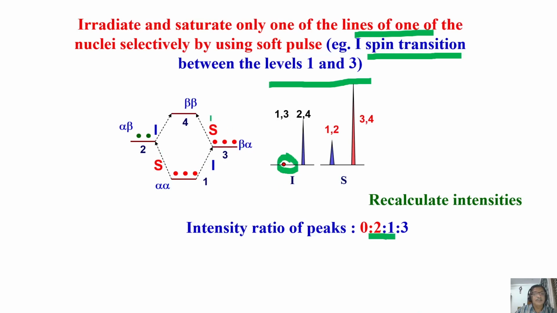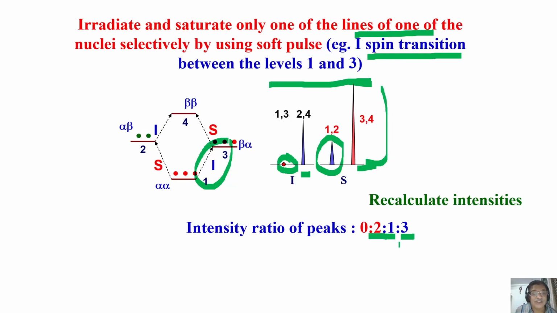And this one, S transition 3 to 4, is 3. Fantastic, is it not? What did we do? We saturated only one of the transitions and see the effect is there on other transitions. This transition did not get affected. I did disturb I spin's energy state, I spin population, but S spin is also getting affected. See, this intensity came down by half. It was 2, 2, 2, 2 all along in the previous case. All were equal intensity. Now this became 1 and this became 3.